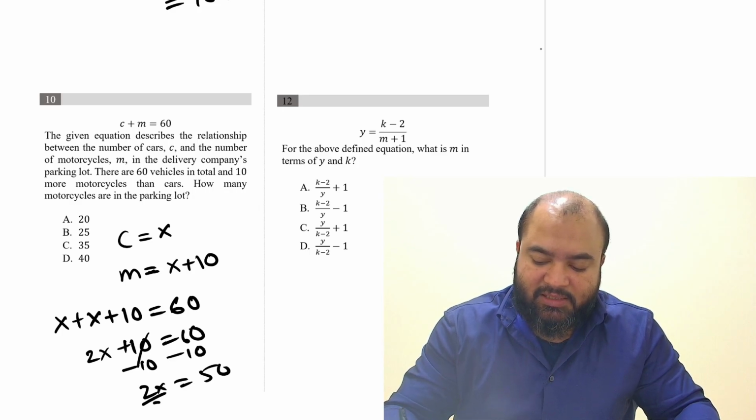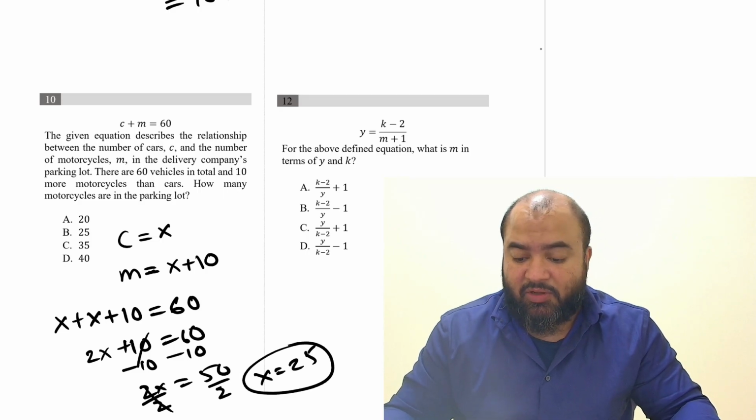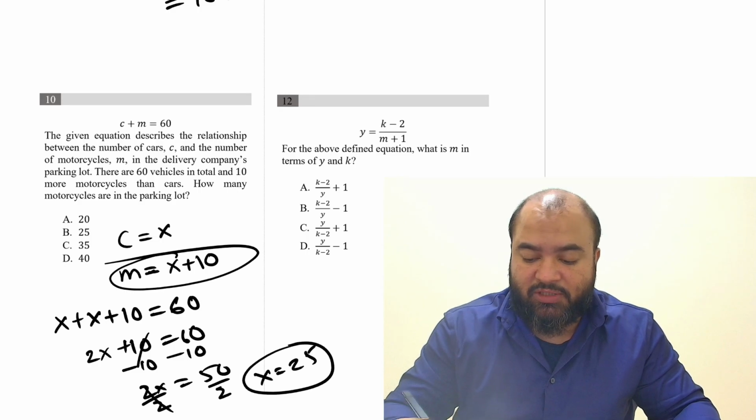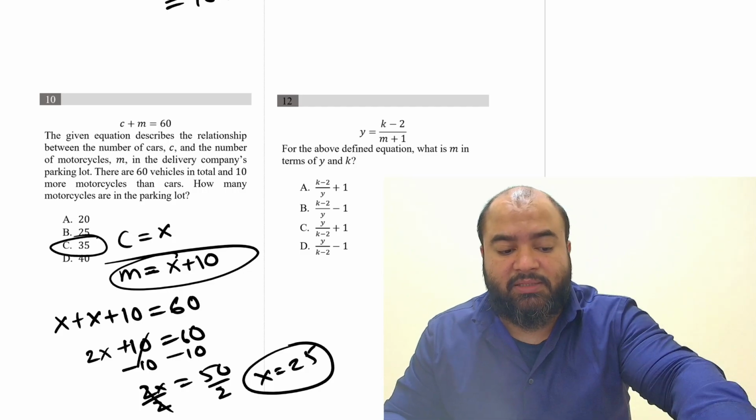These are the type of question where the wording, you turn it into an equation and solve it. X equal to 25, but they asked for motorcycle. So that's 25 plus 10, that's 35. C should be the answer.